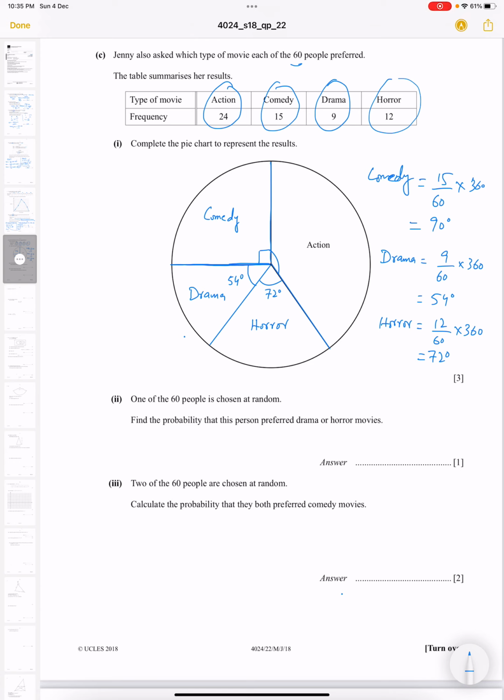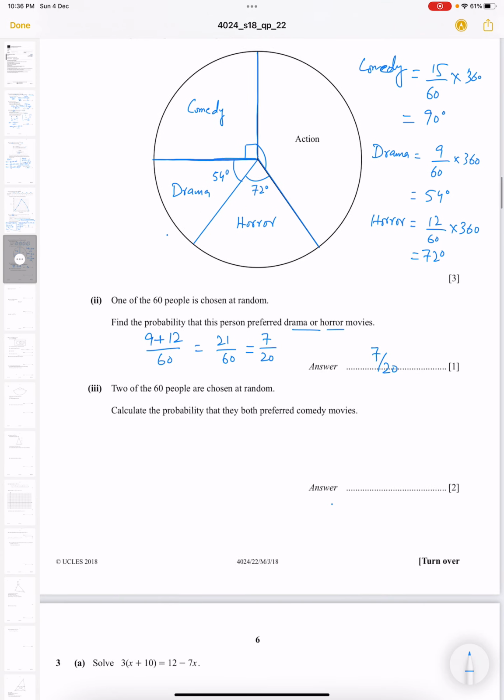Next part: one of the 60 people is chosen at random. Find the probability that this person preferred drama or horror movies. We can find the probability by using angles. The angle for drama is 54 degrees, for horror is 72 degrees, or we can calculate from the number of people as well. It's your choice. Okay, let's calculate from the number of people. So 9 plus 12 over 60, or 21 by 60. Simplifying it, we get 7 by 20. On the table of 3, I have simplified it. So the answer is 7 by 20.